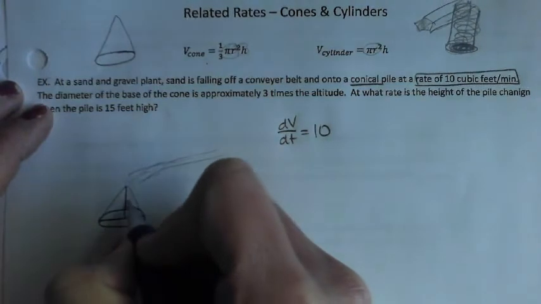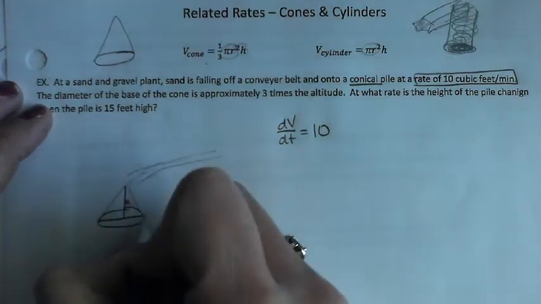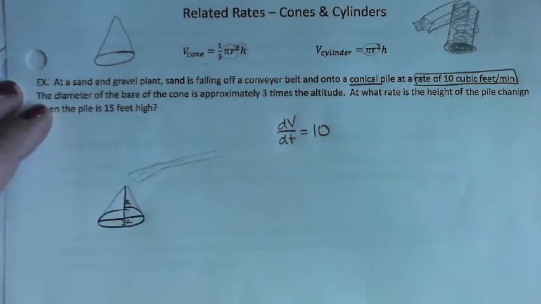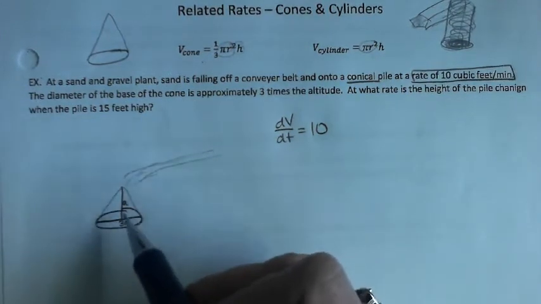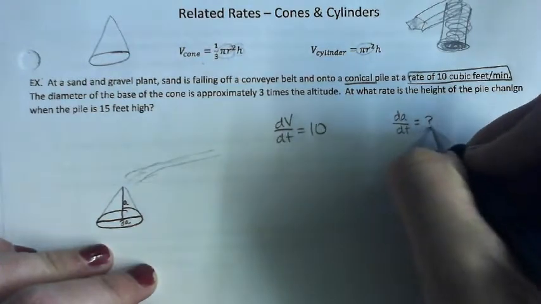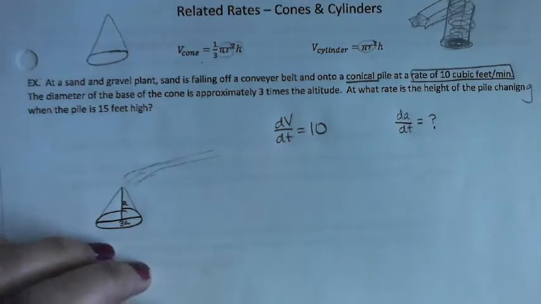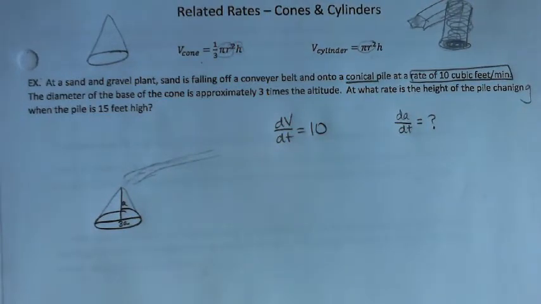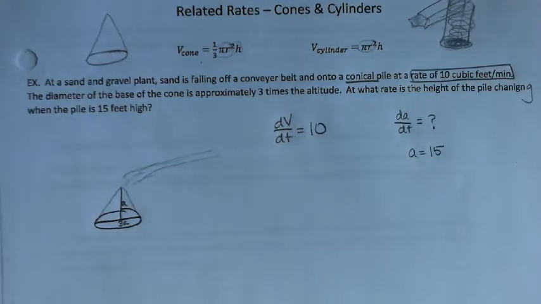The diameter of the base of the cone is approximately 3 times the altitude. So whatever this altitude is, we're going to say A. The diameter is always going to be 3 times that, 3A. That ratio is going to remain consistent. And then at what rate is the height of the pile changing? That will be our A. So we're looking for dA/dt. Changing, that's a typo. When the pile is 15 feet high. So specifically when the pile is 15 feet high.